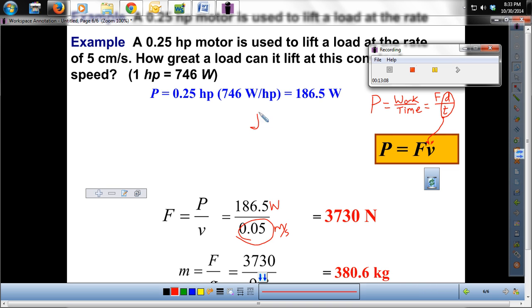And a watt is a joule per second. A meter per second is velocity. Those will cancel. So a newton meter over meter gives me the unit for force, which is newtons. Okay? So pause if you need to.